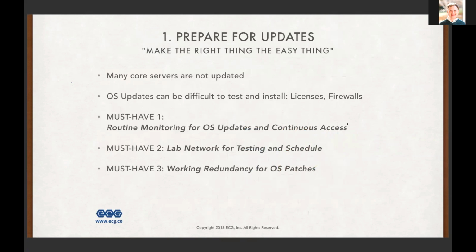One must-have is routine monitoring for OS updates and continuous access at the same time. This means that on a regular basis, you've got resources that are dedicated to actually monitoring for these updates and discovering when they become available. Part of that is assessing whether they need to be used and installed in your network. And then continuous access means that when you need to install them, or when you're ready to begin testing them, you've actually got regular access to this.